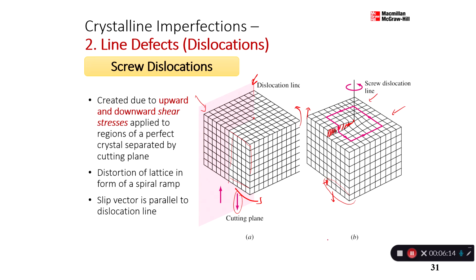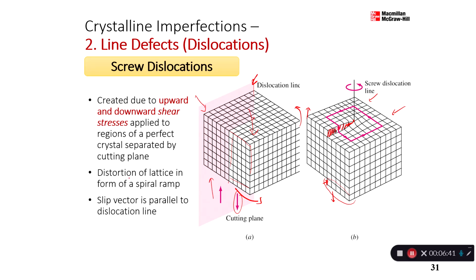Okay, so this screw dislocation is created due to upward and downward shear stresses applied to regions of a perfect crystal separated by a cutting plane. So of course this cutting plane is imaginary. Okay, we don't see it, but this is where the shear stress is happening. Okay, it's pushing downwards on this side, upwards on the other side.